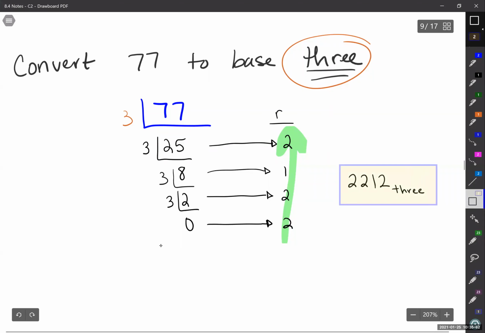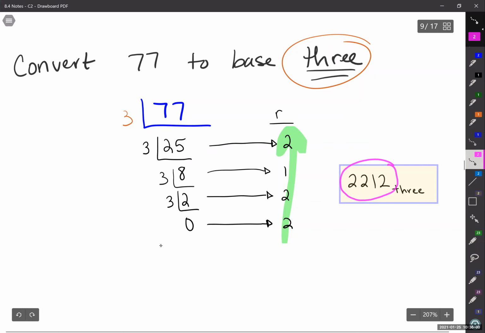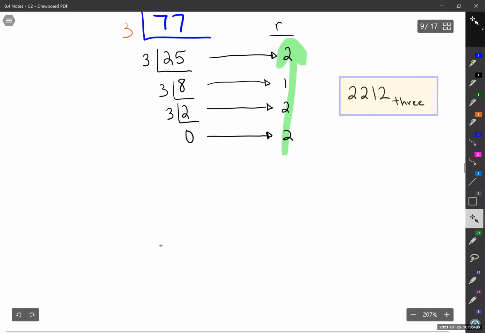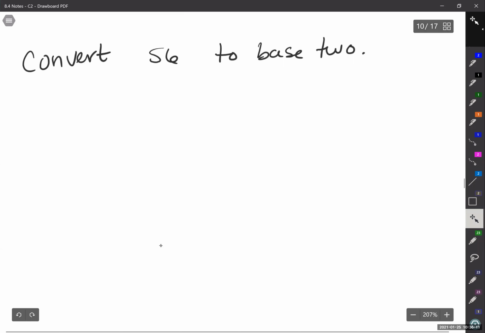Any questions here? If you wanted to, could you check your work? Yes, you could always expand like we've just been doing and make sure this number in base 3 really is 77. So why don't y'all take a moment to convert 56 to base 2.